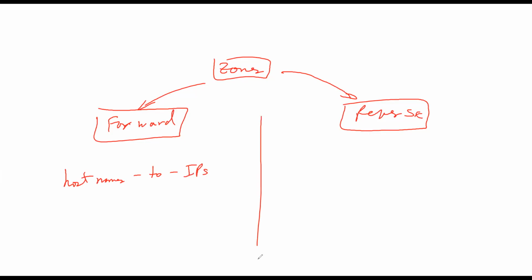And then the reverse lookup. So this is reverse lookup. These zones are used to perform the opposite query. So here you have a mapping of IPs to host names. Okay, so IPs to host names.